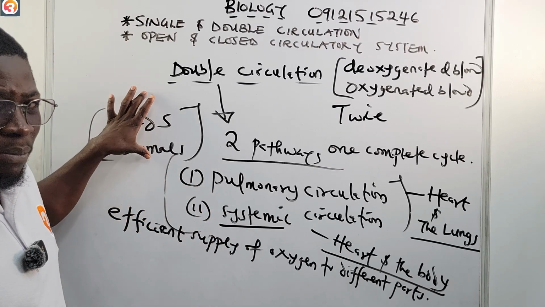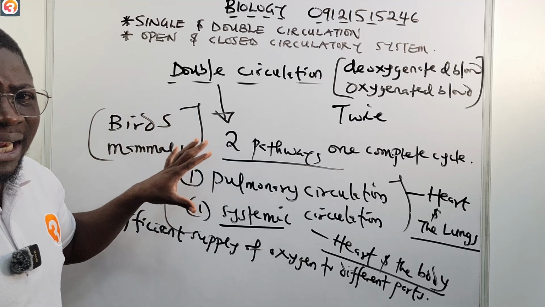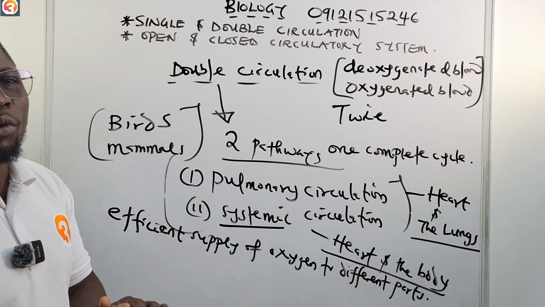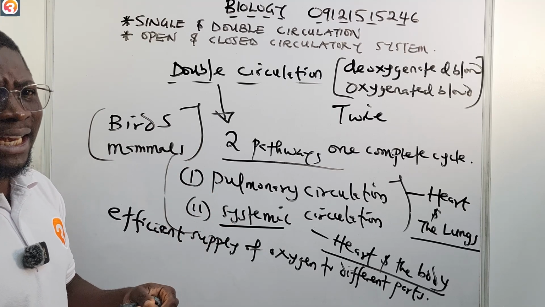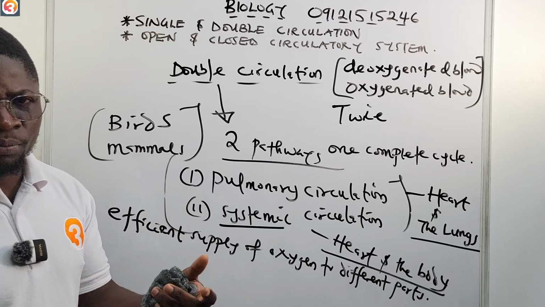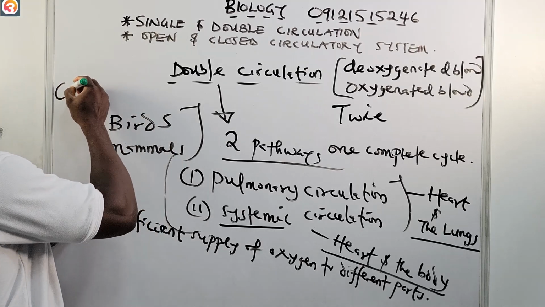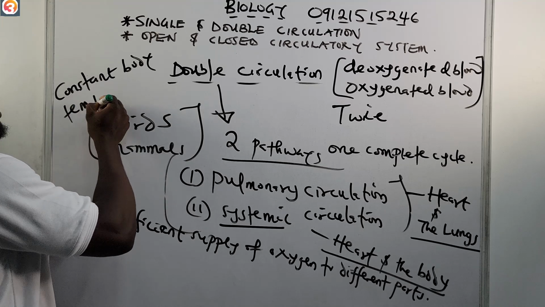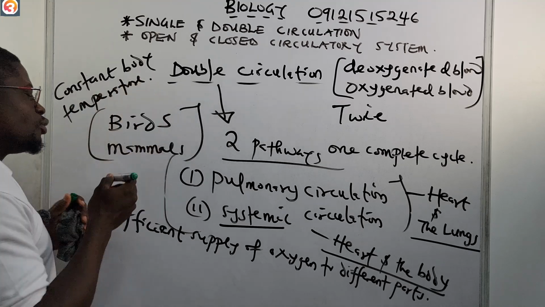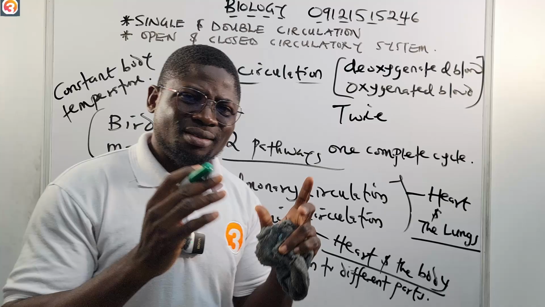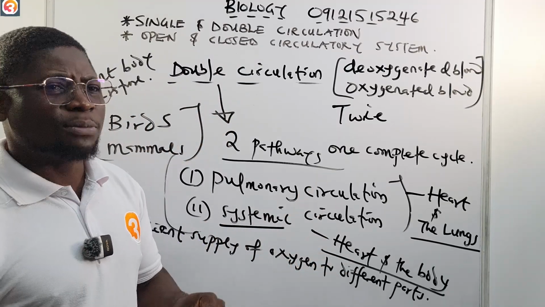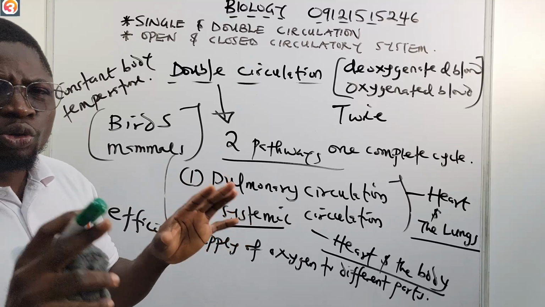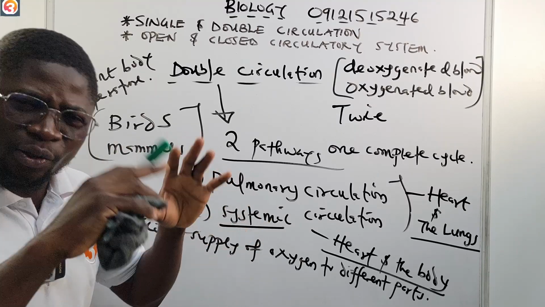As we see in birds and mammals, like we said, they have a four-chambered heart, and as you can already know from your primary school, we humans, or mammals in general, have a constant body temperature. The temperature of our body is constant. It does not change with respect to our environment. Irrespective of where we are, our body temperature is always constant.